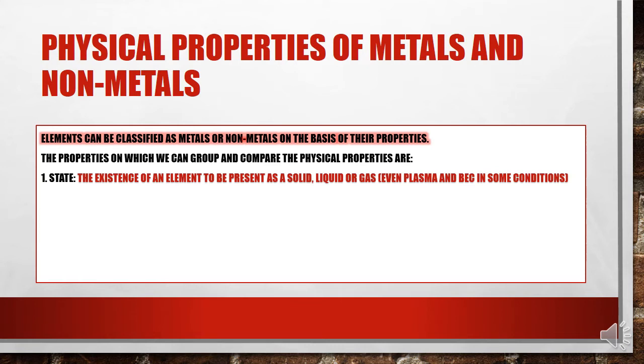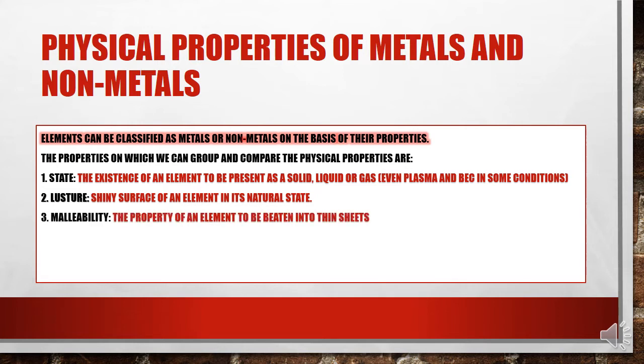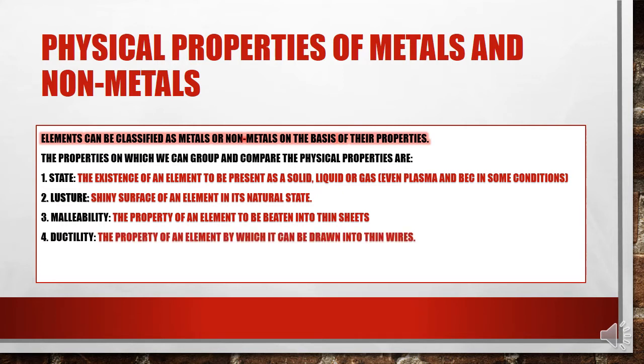The first property is state. What is state? It is the existence of an element, whether it is present as a solid, liquid or gaseous state. Second is luster. Does the element that we are seeing physically have a shine? That is luster. Luster is the shiny surface of an element in its natural state. Malleability. What is malleability? It is the property of an element by which it can be beaten into thin sheets. Another property is ductility, the property of an element by which it can be drawn into thin wires.